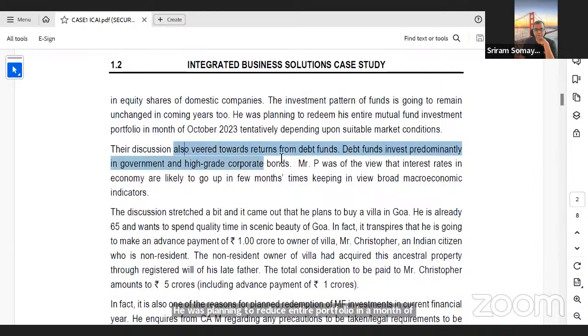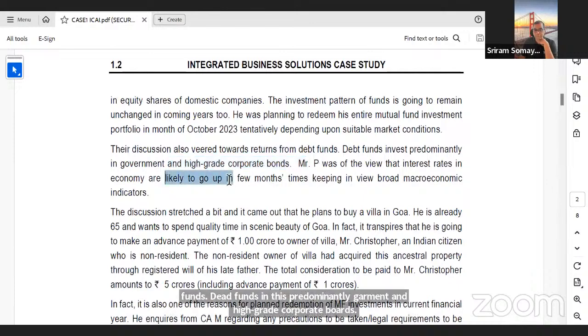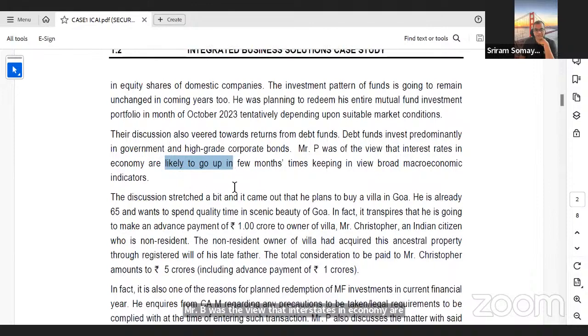Their discussion also veered towards returns from debt funds. Debt funds invest predominantly in government and high-grade corporate bonds. Mr. P was of the view that interest rates in the economy are likely to go up. Please note this phrase, likely to go up, in a few months' time, keeping in view broad macroeconomic indicators.